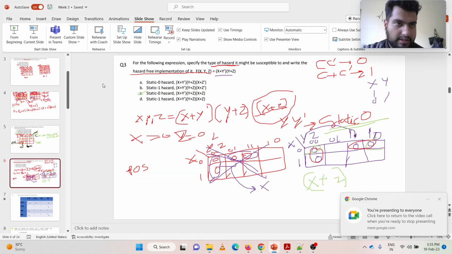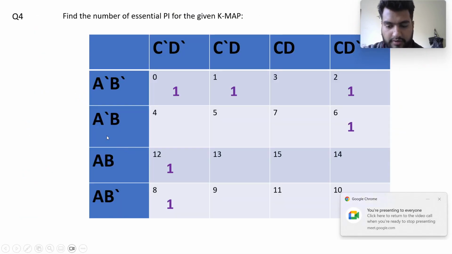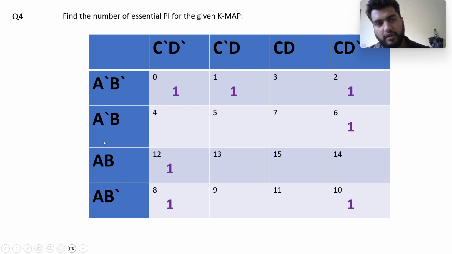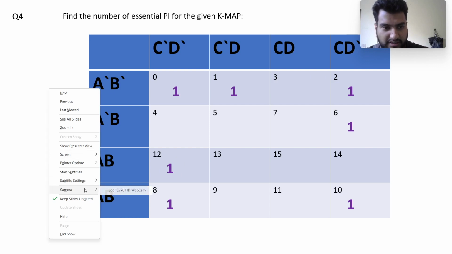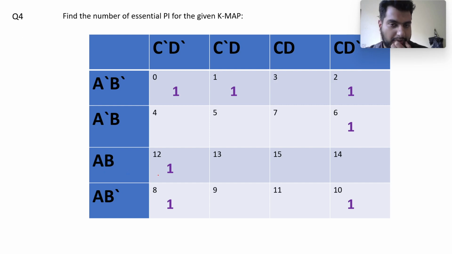So now let's discuss question number 4. We have a question: find the number of essential prime implicants for the given k-map. So we know essential prime implicants are those prime implicants which cannot be covered by any other prime implicant. So let's just find the minimized expression for this, and then see how many are the essential prime implicants. So let's see if we can construct any quad.